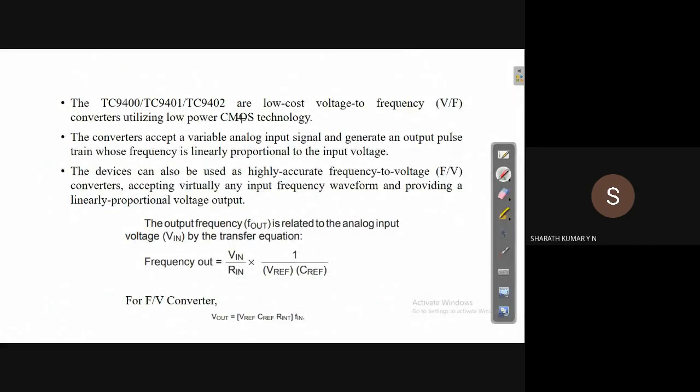Okay. So the devices are TC9400, 9401. Last class we saw this. We saw the internal structure also. It's made of comparators, op amps, and other devices. The circuit 9400, the internal structure is the same. It only varies in terms of its characteristics, in terms of frequency characteristics. Are low cost voltage to frequency converters utilizing low power CMOS technology.